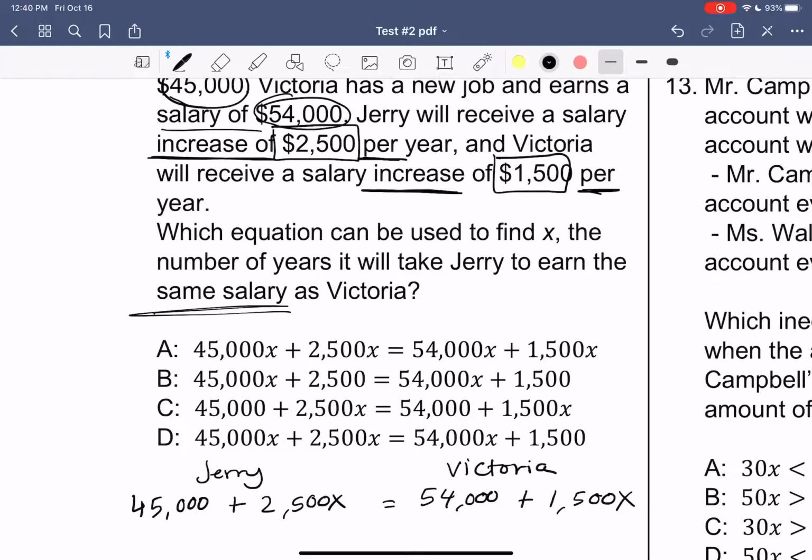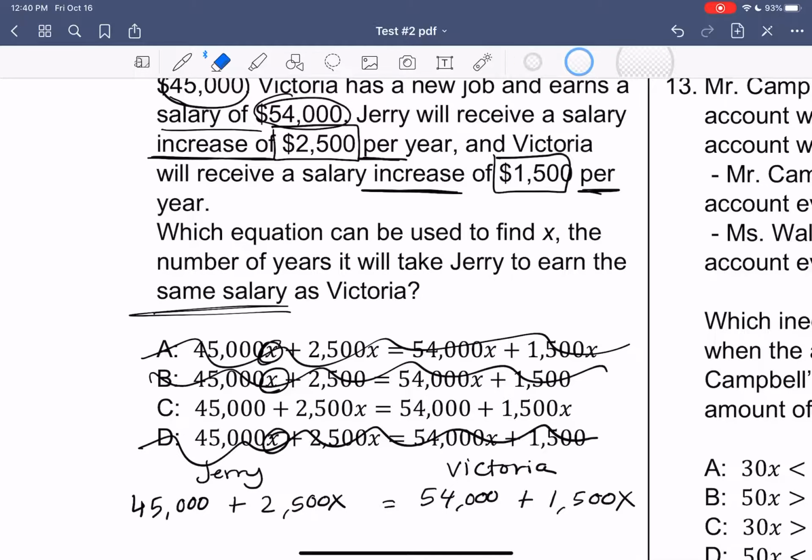So this first one, we see an X on here, and so that can't be right. Again, we're seeing these X's, so we could have used process of elimination right here and chosen C just based on the fact that those 4,500 should not have had X's on them.